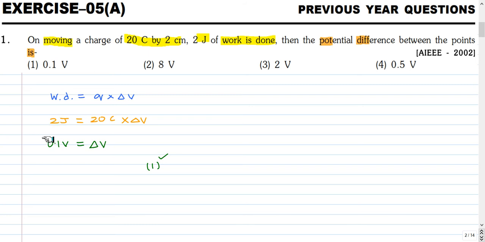The work done is 2 joules and the charge is 20 coulombs. So from this we will get the value of potential difference as 0.1 volts. So the third option is option 1.